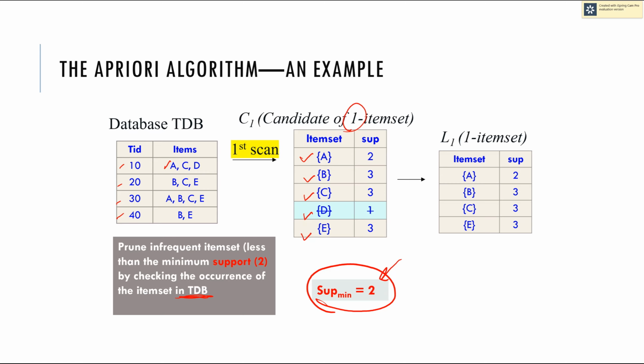What about support? Support means that you are going to calculate the frequency of each of these items over all the transactions here. Okay, so for A you have 1 and 2, right? So in here you have 2. Okay, what about B? B means that you have 3. 1, 2, 3.